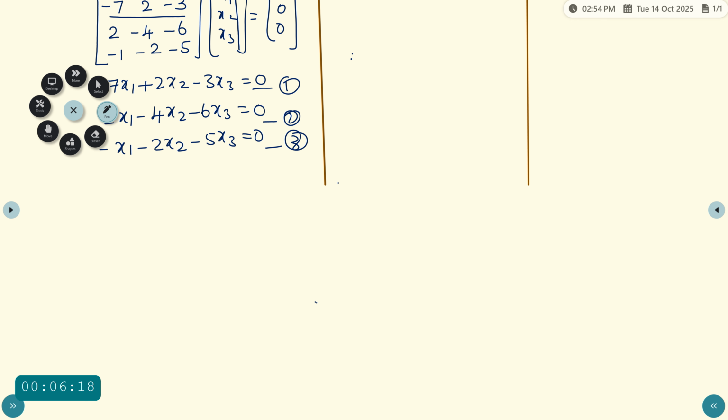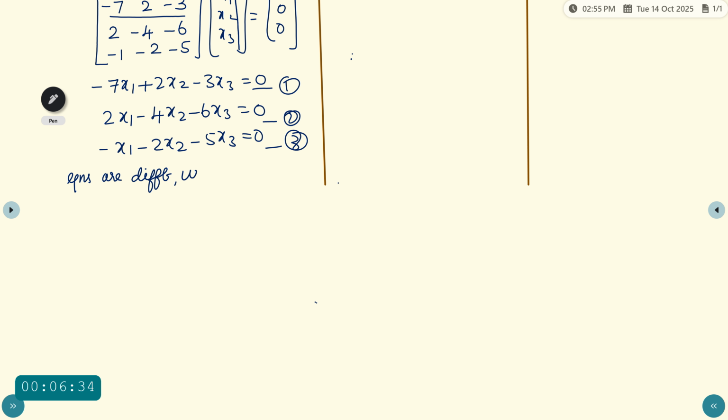Now, you see the equations. Are the equations different or same? The three equations are different. So we are going to use the cross multiplication rule. What is the cross multiplication rule?